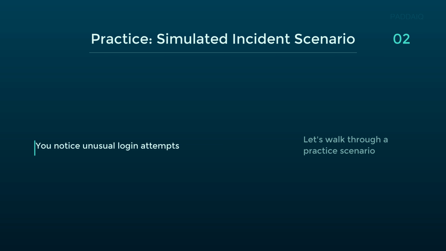You notice unusual login attempts. This means seeing login activity that doesn't match normal user behavior, like attempts from unknown locations or at odd hours. For example, an employee who always works in Germany suddenly has login tries from another country. Always investigate these anomalies promptly to protect your systems.